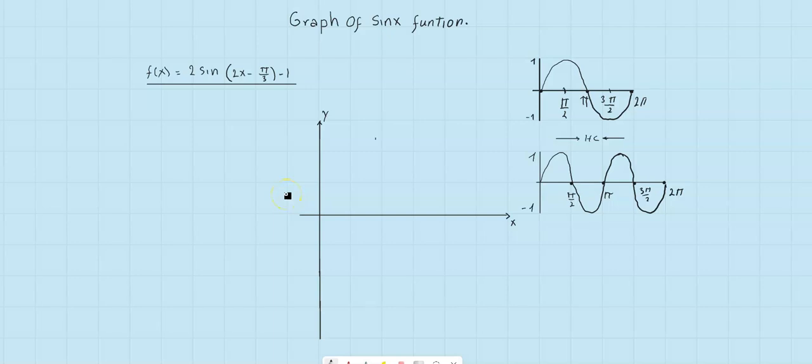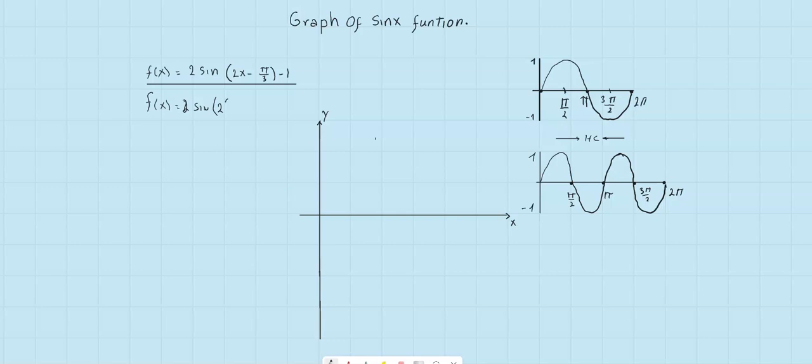Yes, today we're going to be graphing a sine function. We have the function f of x equals 2 sine of (2x minus pi over 3) minus 1. The first thing we want to do is take this 2 out, and the way we want to write the function is like this.